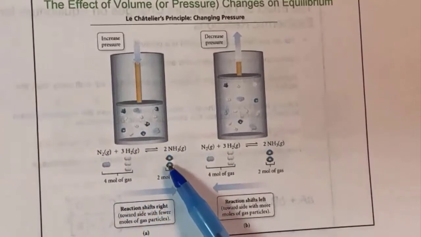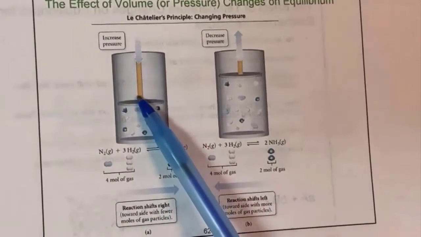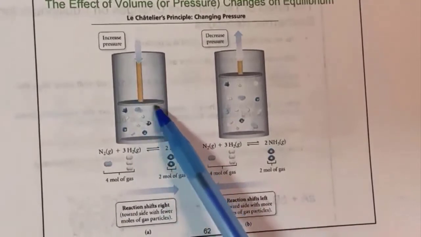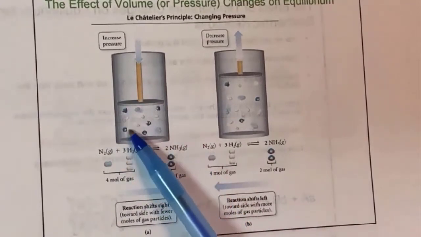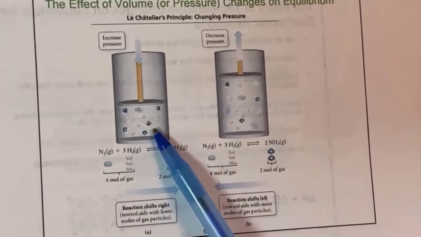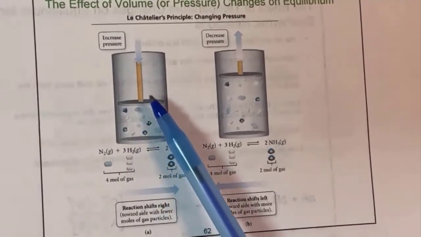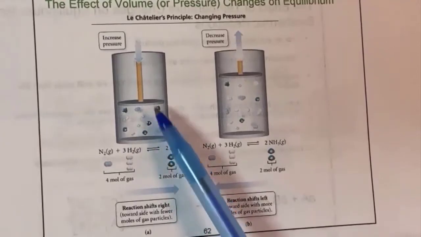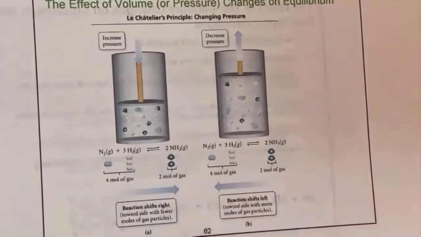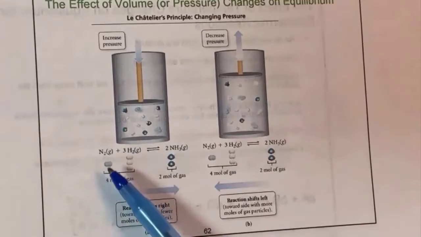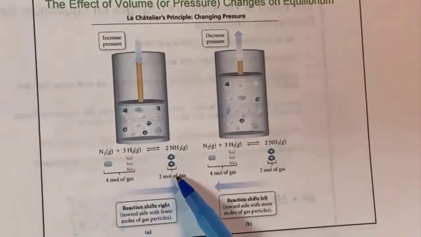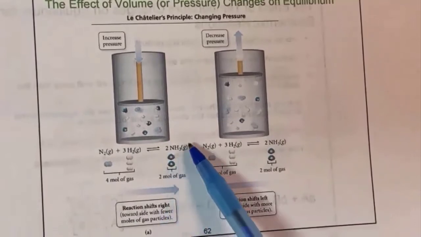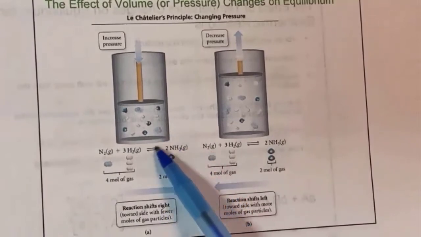So if you squish it down, there's not going to be as much space for them to play around. Because if you keep squishing it, they turn to liquid and they want to stay gas. So that means they want to try to shift to the side with less moles of gas. So if you increase the pressure or decrease the volume, the reaction will shift to the side with less moles of gas because there's not enough space. Okay, so in this case, the less moles of gas is to the right, so they'll shift to the right.